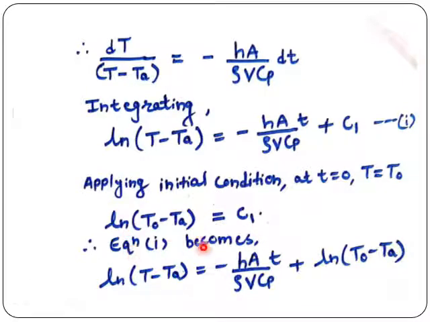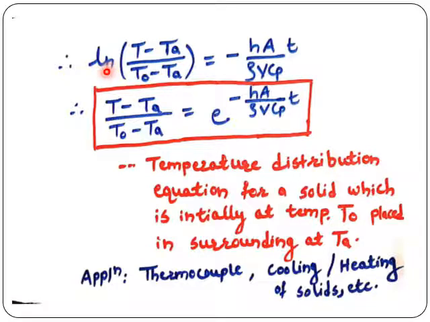So this equation becomes, I substitute C1 as log of (T0 minus TA). So it becomes log of (T minus TA). This term remains the same. This is equal to minus hA by rho V Cp into t plus C1, which is log of (T0 minus TA), substituted here. Arrange these terms, then it becomes log of (T minus TA) by (T0 minus TA) equal to minus hA by rho V Cp into t.